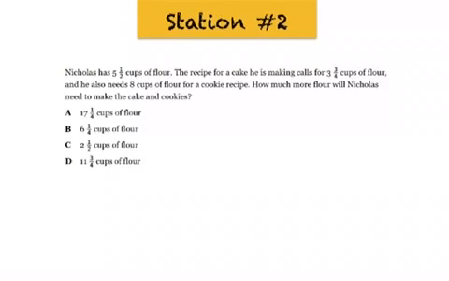Let's review this station. This was a station from the other day, and it has to do with this. So it says Nicholas has 5½ cups of flour. The recipe for a cake he is making calls for 3 3/4 cups of flour. And he also needs 8 cups of flour for a cookie recipe. How much more flour will Nicholas need to make the cake and cookies? So I got us a little extra space here. And this has to do with adding and subtracting mixed numbers or fractions, rational numbers.